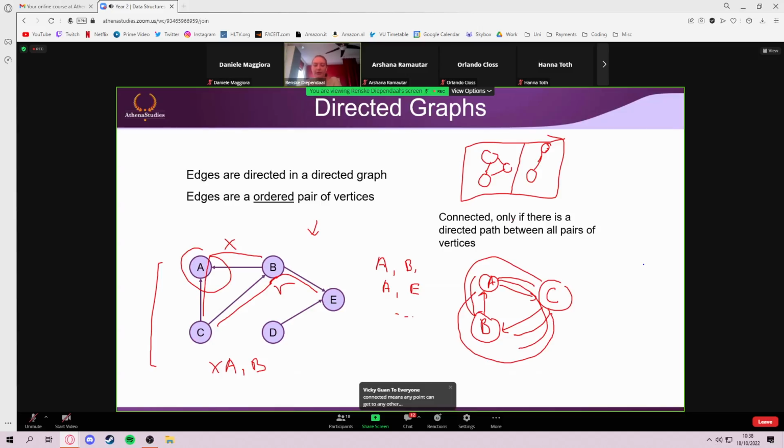Question: connected means any point can get to any other point? Yeah, exactly. And actually, I think it should also be able to go to itself. I sort of missed that over here, but I don't think they explicitly state that the pairs have to be different. So over here, you can also get from A to A, B to B, and C to C. Another question: not to all though, at least one? No, you need to have a directed path between all pairs. So just one is not enough.